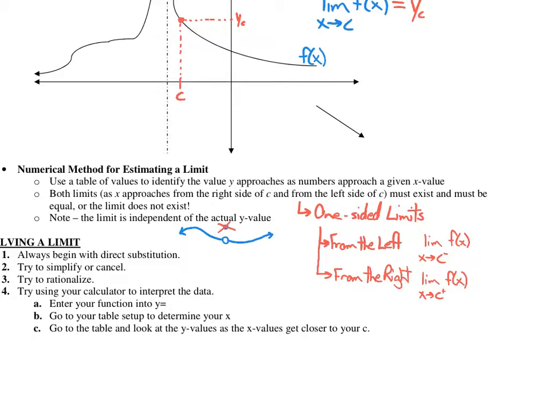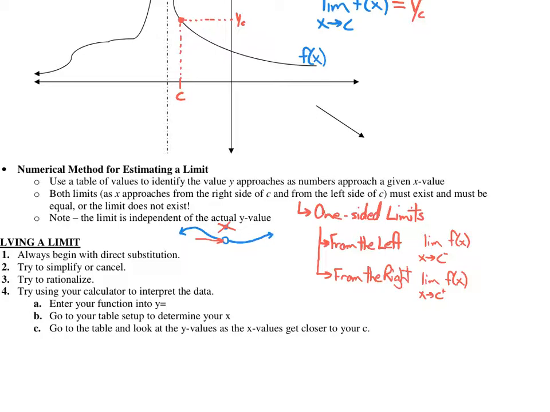The limit will actually equal whatever this y value is, because from the left side it's getting close to that value, and from the right side it's getting close to that value, even though it doesn't actually equal that value. That's why, again, approaches is the key idea here.